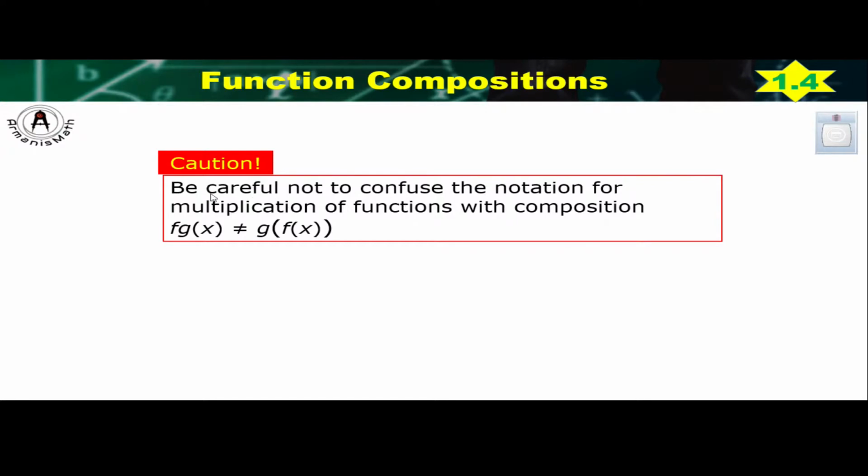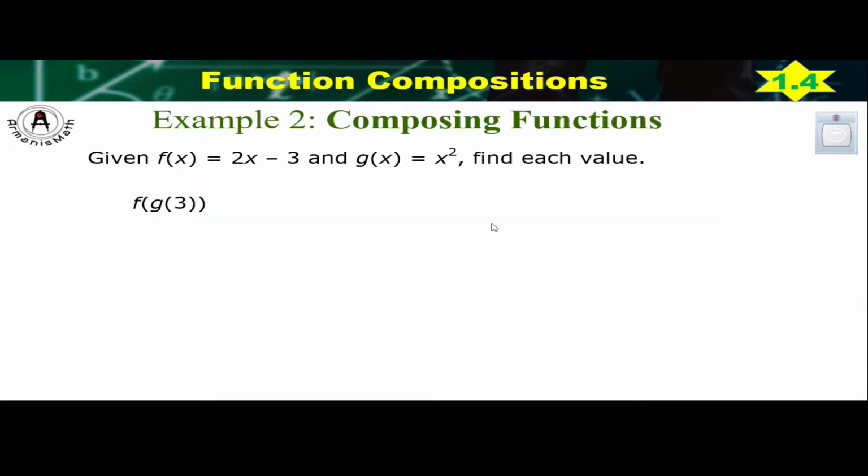Another warning here, do not confuse f times g of x with f of g of x, because they're not the same. F with a dot means multiplication, and f of g of x is a composition. Here's our first example. Actually, we're going to have about 10 examples for you today, so get good notes today. Put in an effort to be focused. If you're distracted by anything else, please make sure that you're focused today.